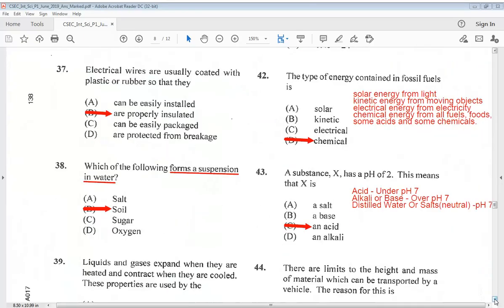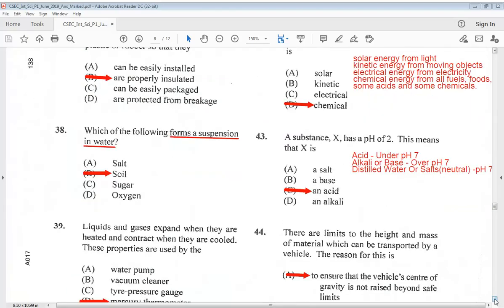Let's go to 38. Which of the following forms a suspension in water? A, salt, B, soil, C, sugar, D, oxygen. The answer is B, soil.